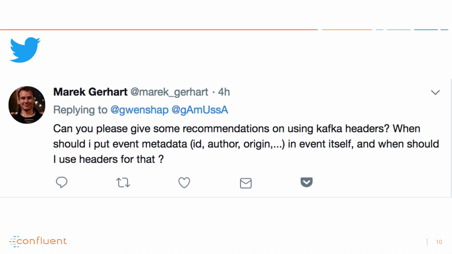So, next question. Can you please give some recommendations on using Kafka headers? When should I put event metadata in the event itself, and when should I use headers for that? People have been asking for headers in Kafka since at least version 0.8 when I joined. We only added them at version 0.11, so it makes you wonder what happened in between to make people change their mind. A lot of no happened in between.